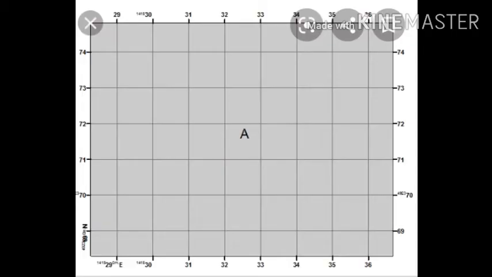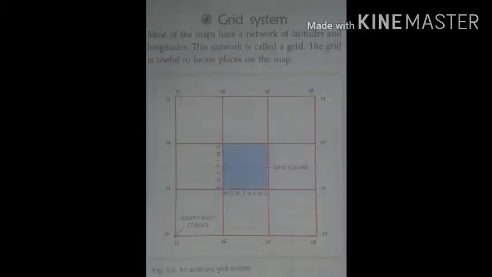Most maps have a network of latitudes and longitudes, as you have seen, and that network is known as a grid. This grid is useful for locating places on the map. But on the topo sheet, it is very difficult to calculate the exact latitude and longitude of a place, because, as we studied in the million sheet, some sheets are made on 1 degree latitude and longitude. So how do we calculate the almost exact latitude and longitude of that place?